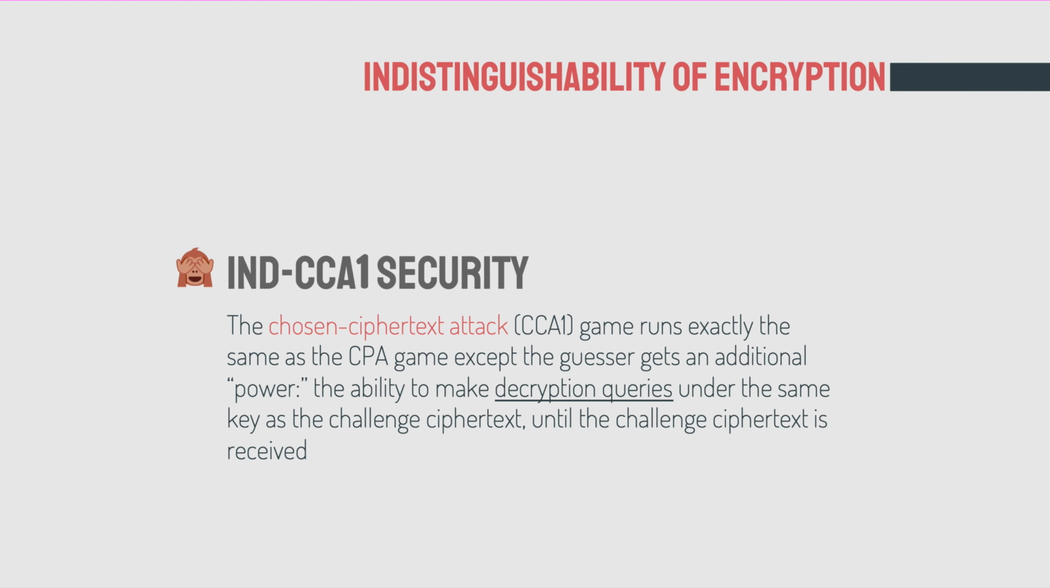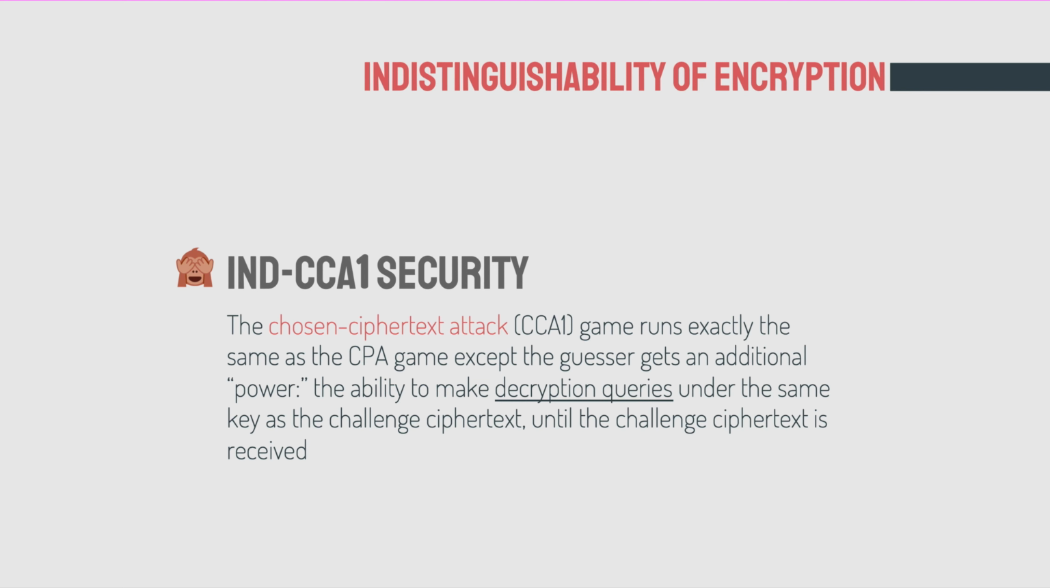Now let's consider a game that gives the guesser even more powers. We call this the chosen ciphertext attack. It runs exactly the same as the chosen plaintext attack, except that as the querier, I also have the ability to ask you to decrypt messages for me. The only restriction is that this power runs out when I submit the challenge plaintext. If I cannot get a non-negligible advantage winning the chosen ciphertext attack game, even though I have the ability to request you to decrypt things for me, then we say that the system is indistinguishable under chosen ciphertext attack.